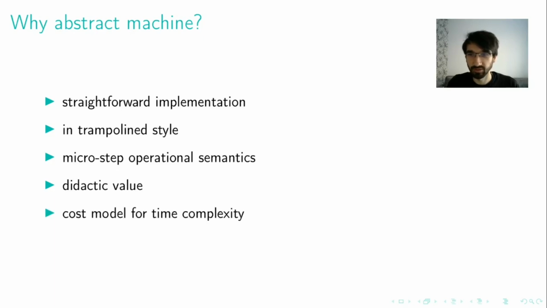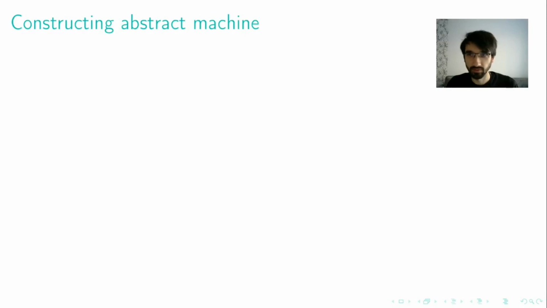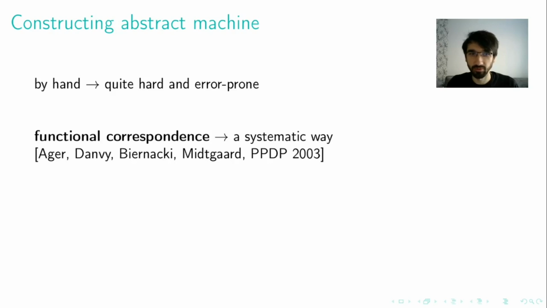And finally, abstract machines give a cost model for time complexity by just the number of computation steps. And if this machine is really a finite state machine, this cost model is quite realistic because a computation step can be done in constant time. So we would like to construct an abstract machine, but doing it by hand is quite hard and error-prone. So we would like to have a more systematic approach, and we will use the functional correspondence between evaluators and abstract machines to construct one.